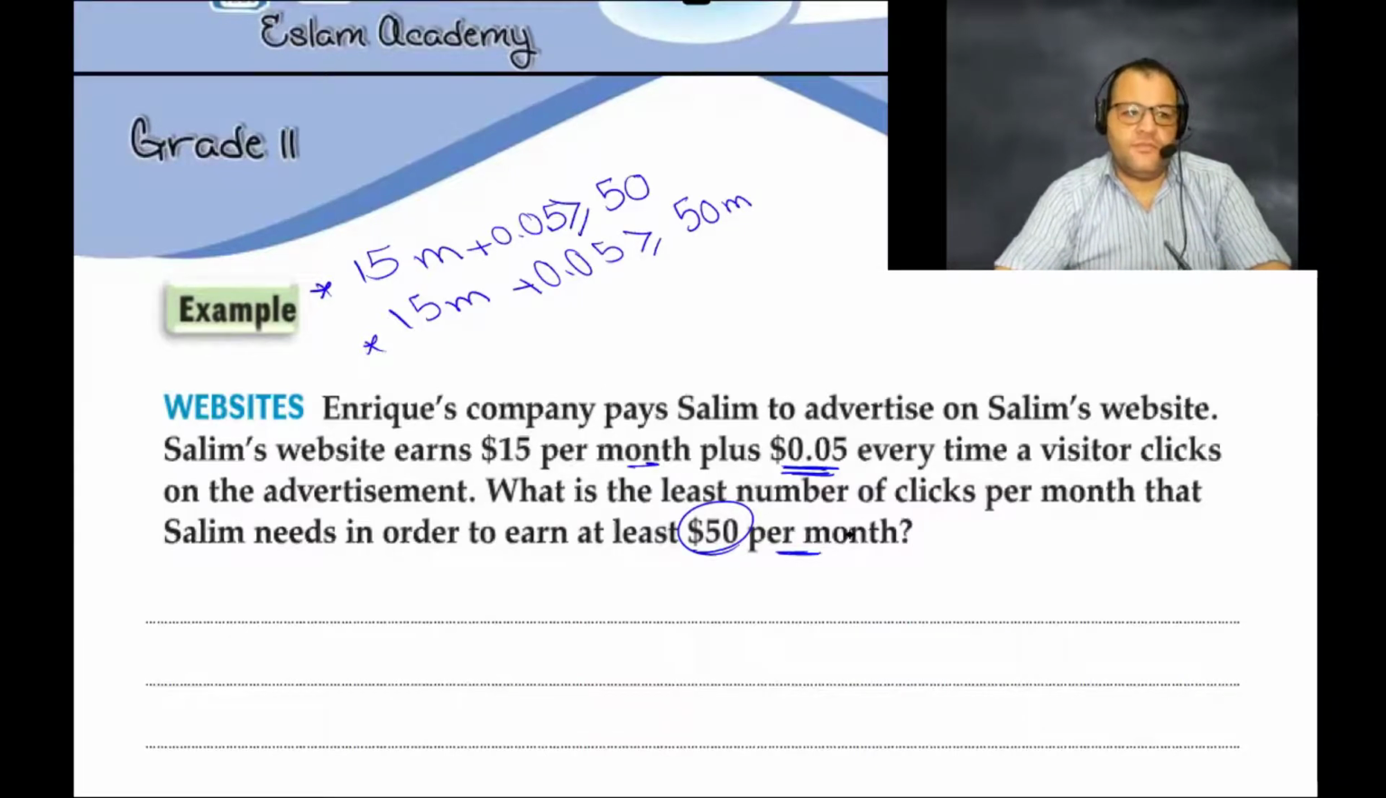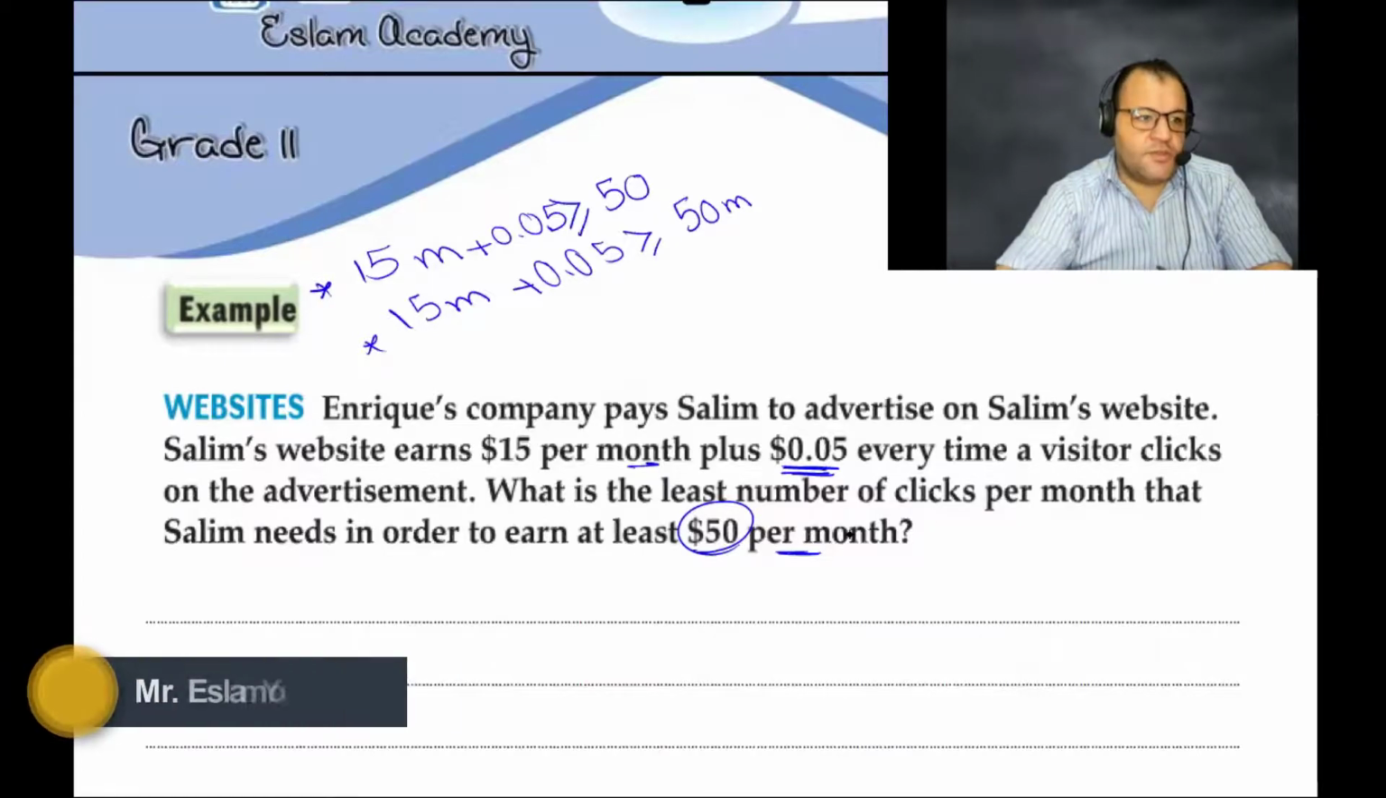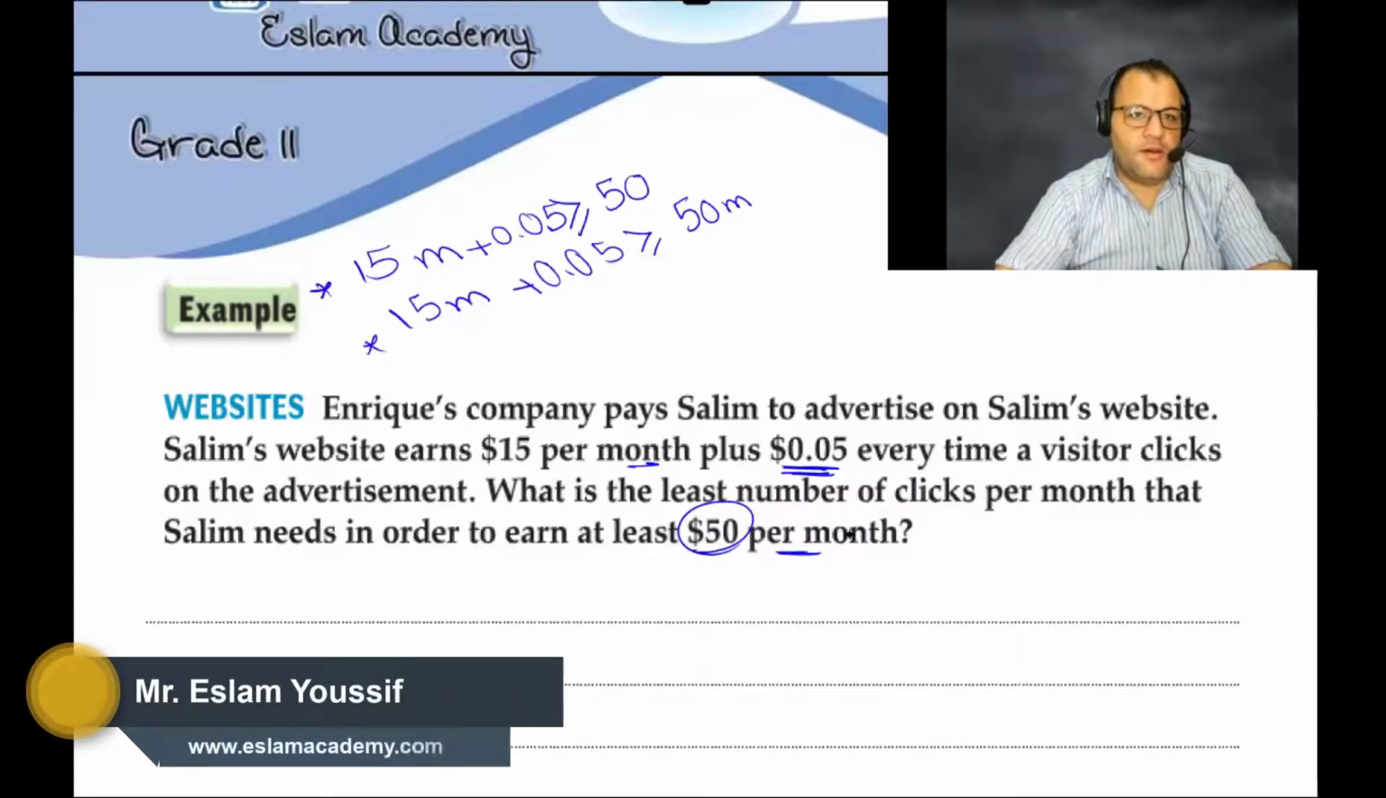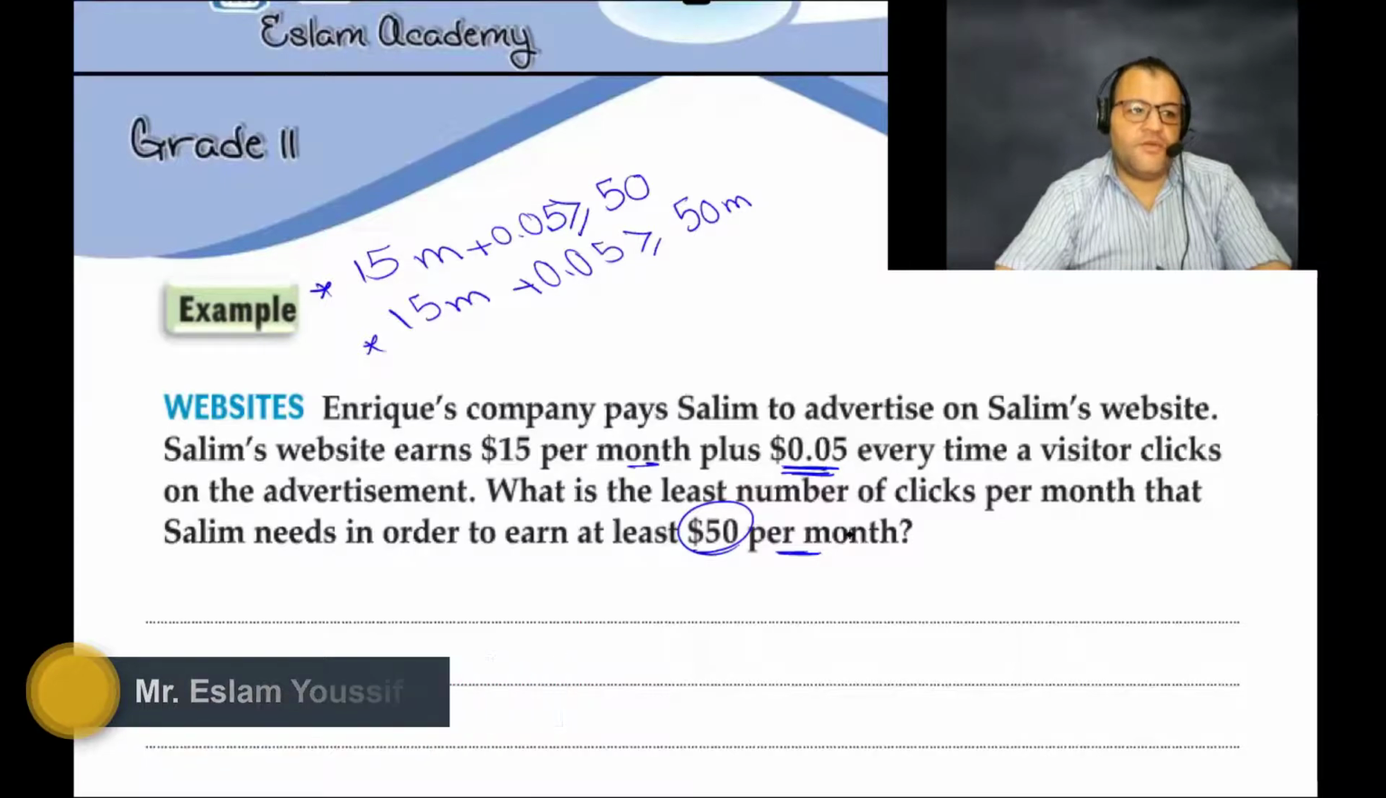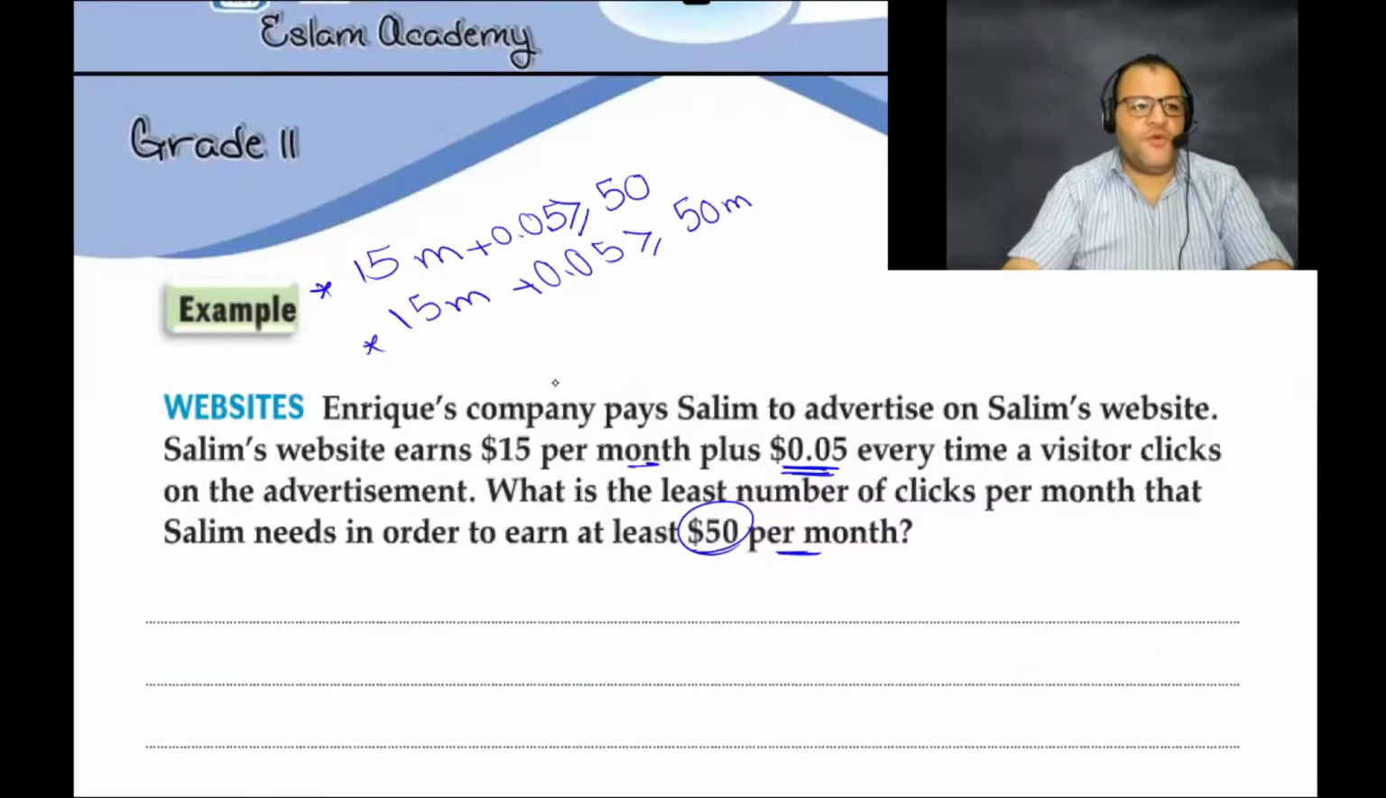Can I say it's 0.05M? So it's 1 month, so its initial value is 15, and then plus 0.05. That is the point. Remember when I say y equals mx plus b. You remember this one? Yeah.